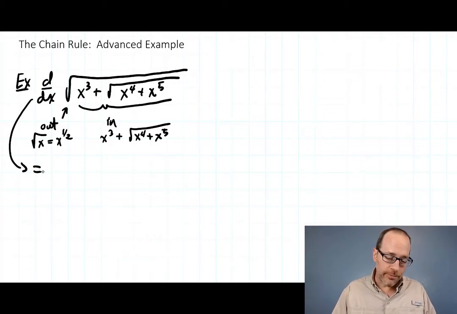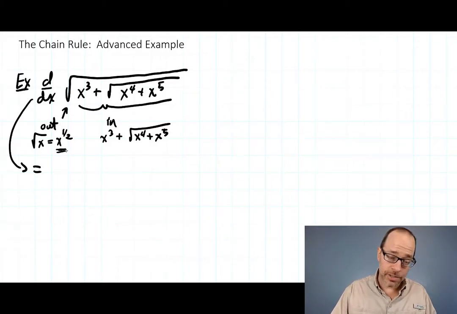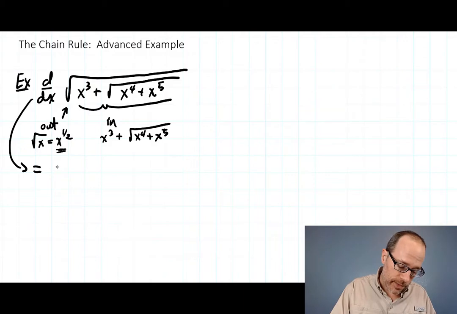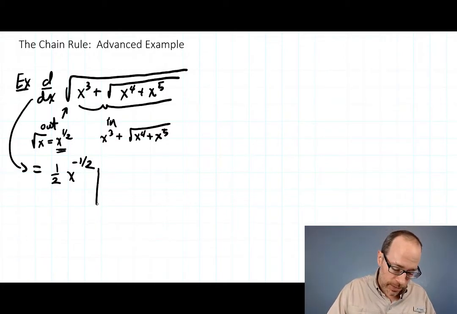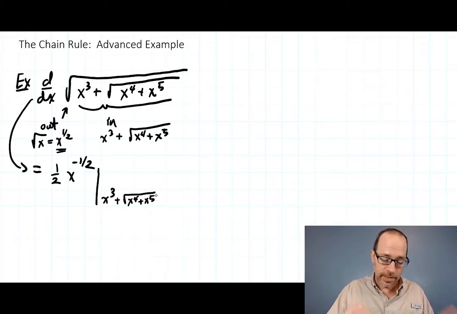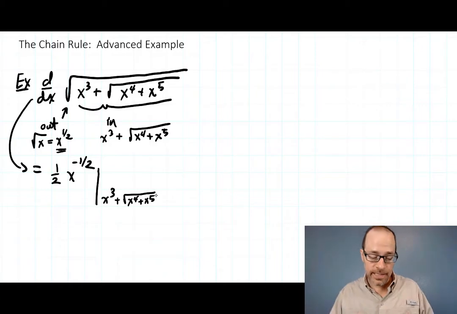This derivative, what the rule says is, first of all, you take the derivative of the outside function. So the outside function is x to the 1/2, so its derivative is 1/2 x to the minus 1/2. And then you have to plug in the inside function. So we write it this way, evaluated at the inside: x cubed plus the square root of x to the fourth plus x to the fifth. But then I have to take the derivative of the inside.